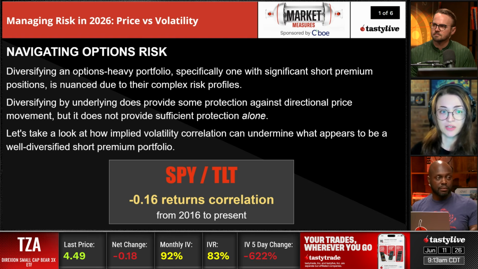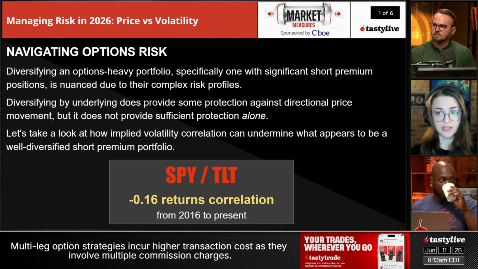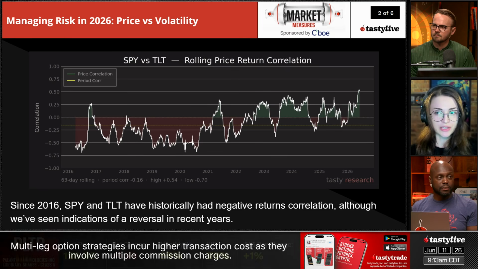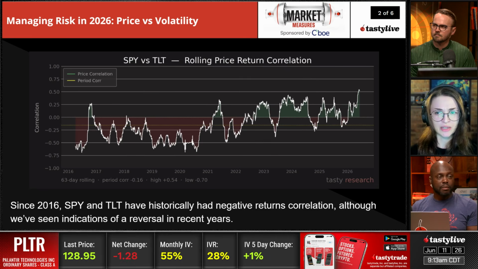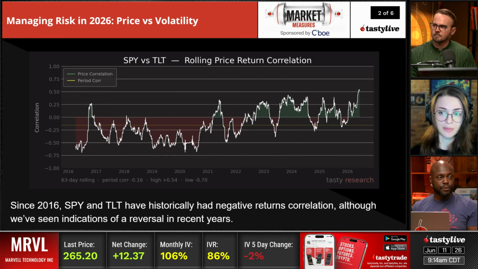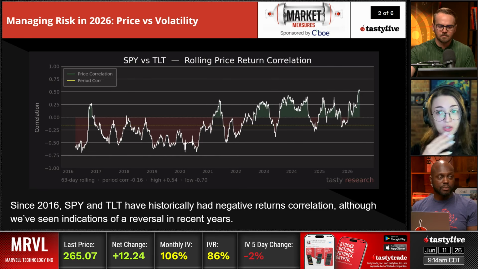Let's hop into it. Okay, so this is looking at the 3-month returns correlation between SPY and TLT. Actually very interesting. So these historically tend to move in opposite directions, although we've seen a bit of a reversal in the last couple of years. We're seeing something similar in gold, and there's going to be a piece about that on Monday. But this seemed like a good example just because of the historical relationship between returns for the S&P 500 and for bonds.